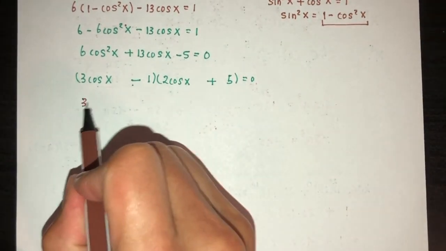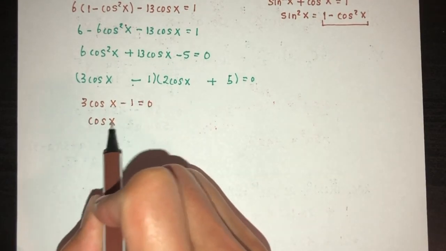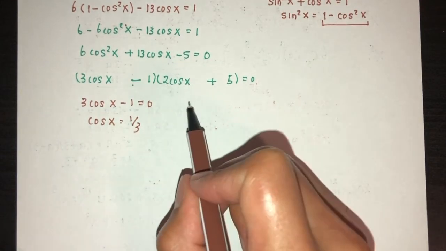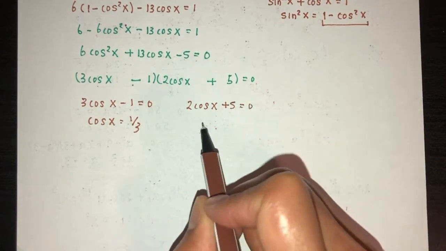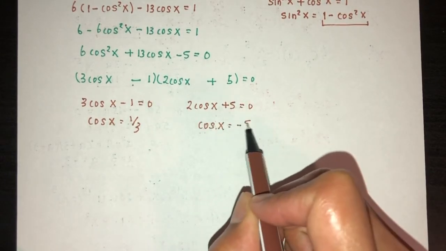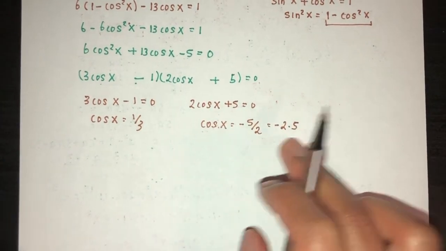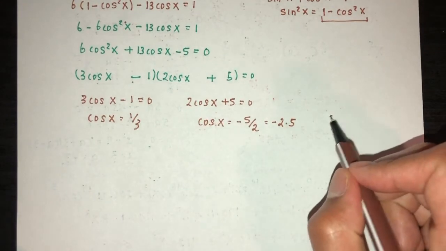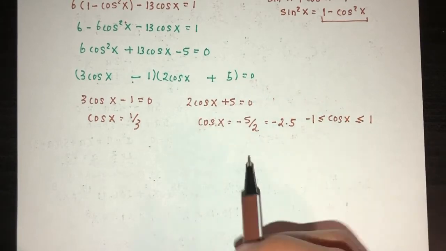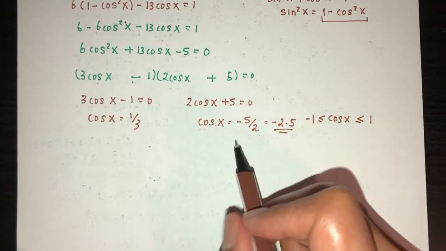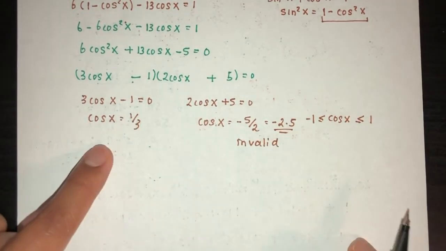So you will have 3 cos x minus 1 equal to 0. So cos x is equal to 1 over 3. Now for this one, 2 cos x plus 5 is equal to 0. So cos x will be minus 5 over 2, which is minus 2.5. So since the magnitude of cos x is more than 1, so we know that cos x is only between the values of 1 and minus 1. This one is more than this, they will be invalid. So we have only one value that remains that we can use.